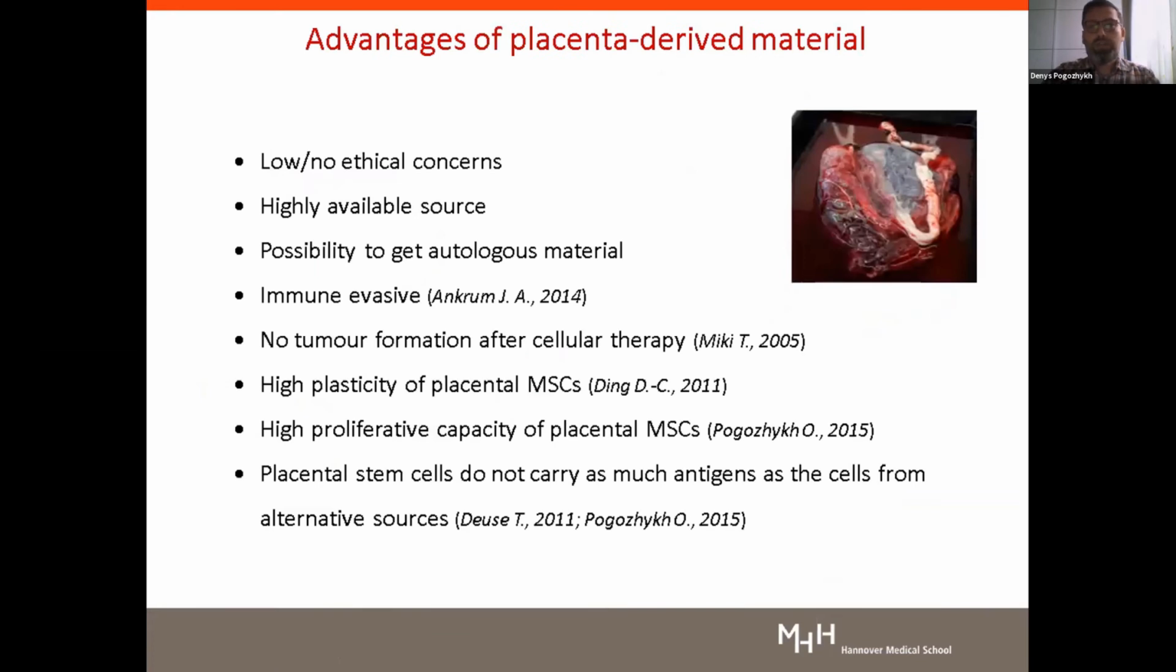There are a lot of advantages of placental-derived material, like very low to no ethical concerns, and a highly available source. Everyone who is born has a placenta. Also, as I just mentioned, there is the possibility to get autologous material, and moreover for two individuals. It has immune evasive properties. I will talk about this a little bit later.